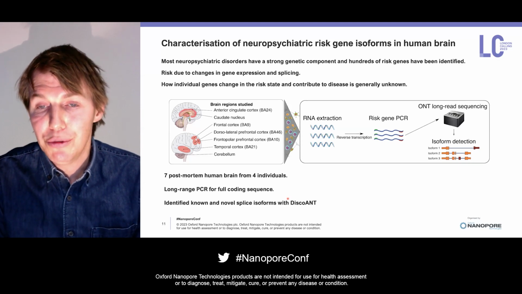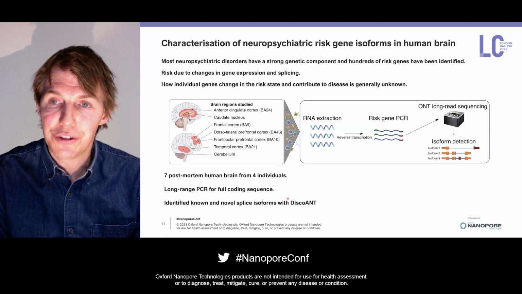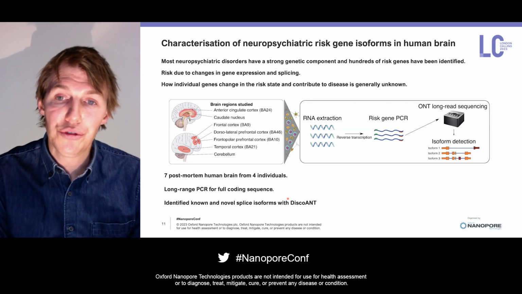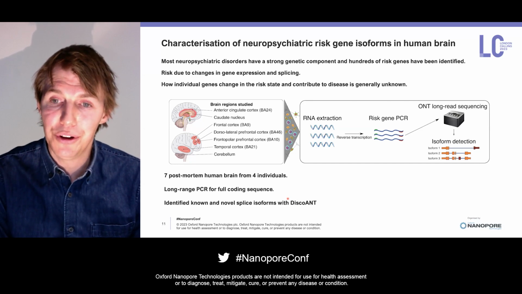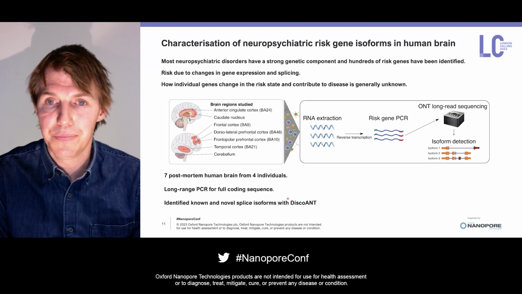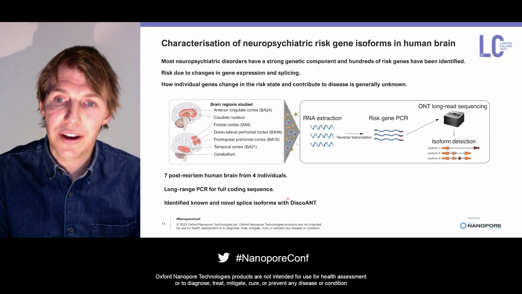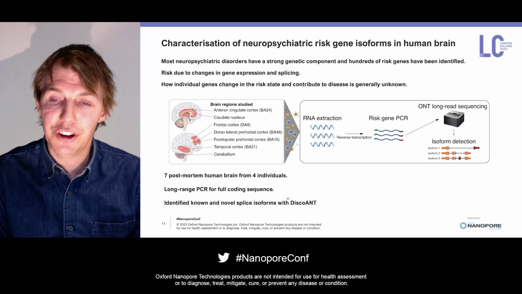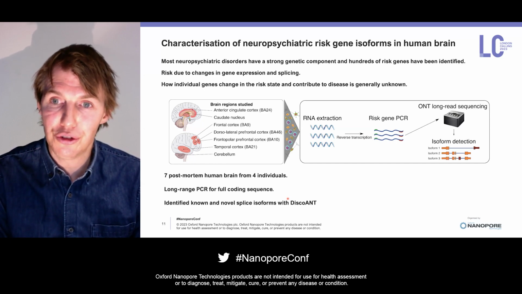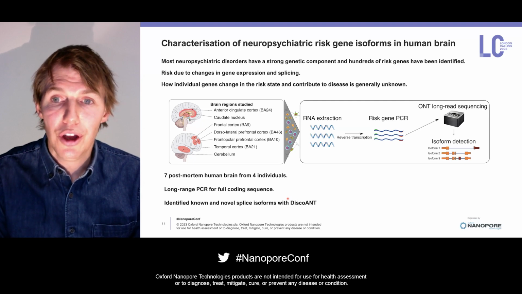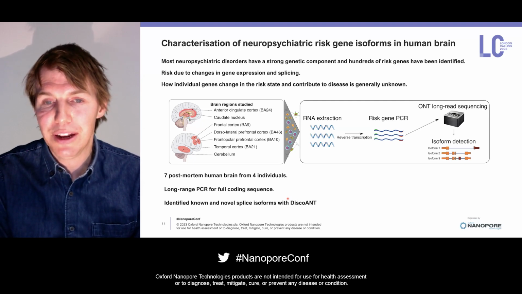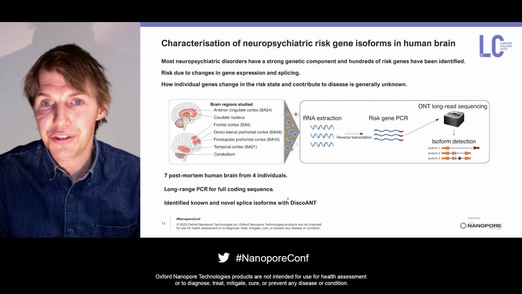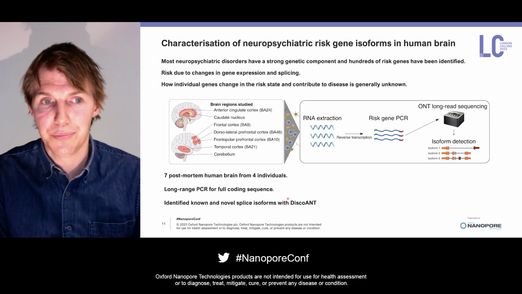So one thing our lab is really interested in is risk genes for neuropsychiatric disorders. We know that most neuropsychiatric disorders have a strong genetic component, and hundreds of risk genes have been identified. At a global level, we know that these genes tend to mediate risk through changes in their expression and splicing patterns. But at the individual gene level, we generally don't know how a specific gene is contributing to disease. Therefore, in my lab, we were really interested in trying to better understand the splicing patterns of risk genes in brain, as a first step for understanding how they're causing disease.